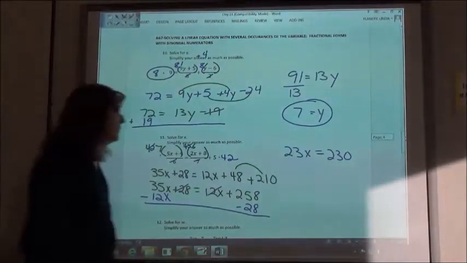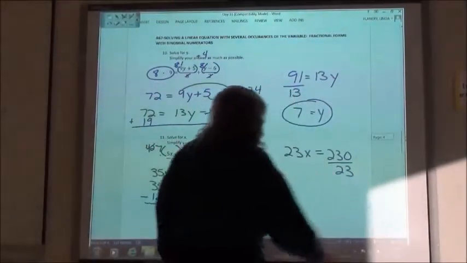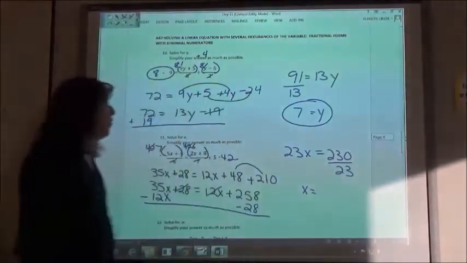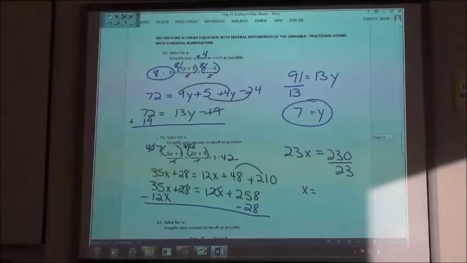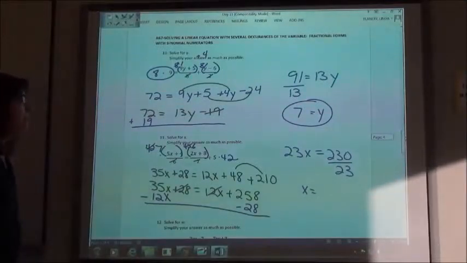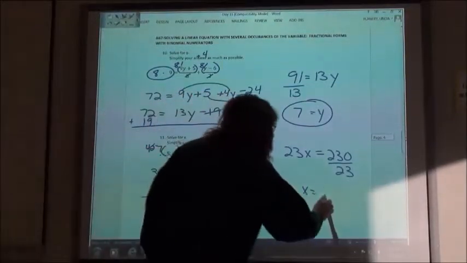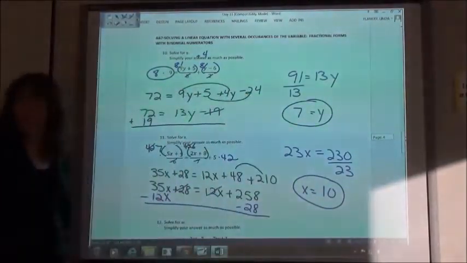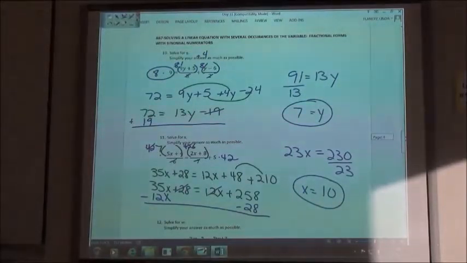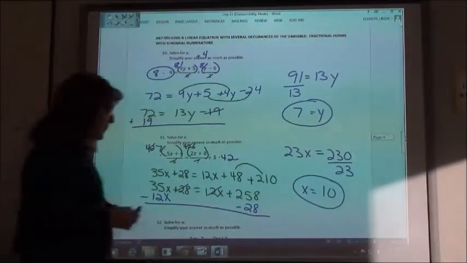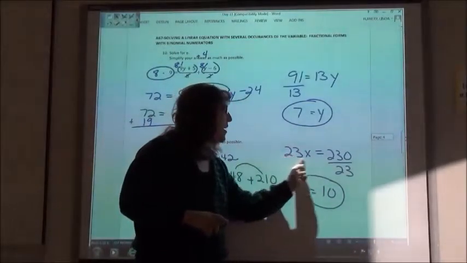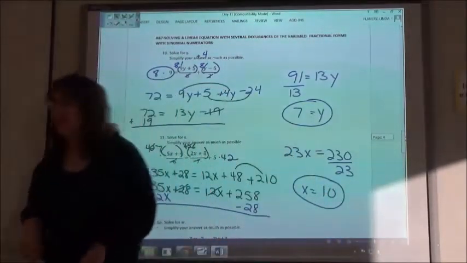So then we divide 230 over 23. Which one's in front of the x? That's the one that's always on the bottom. 23x over 230 gives 10. So x is 10. We got that nice whole number answer, so that's a good sign we did it right. The number in front of the x is the one we're always dividing by, so that's always the one that goes on the bottom.